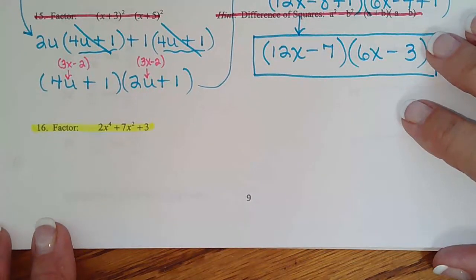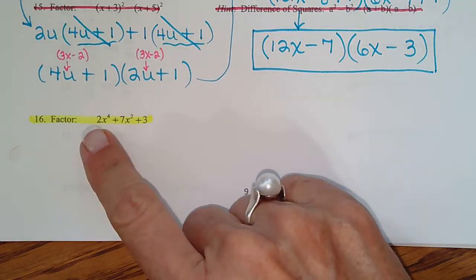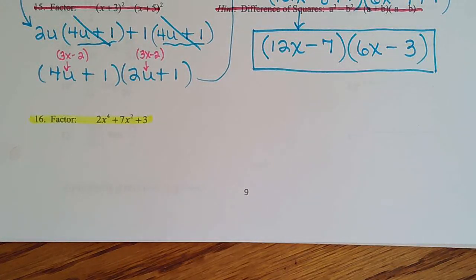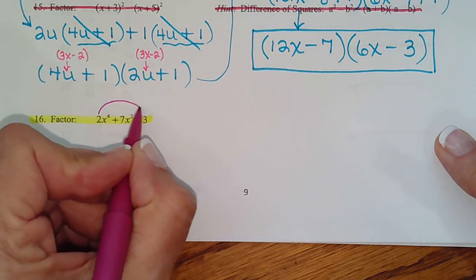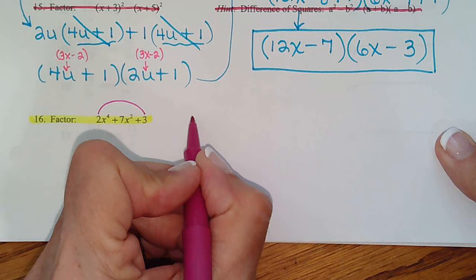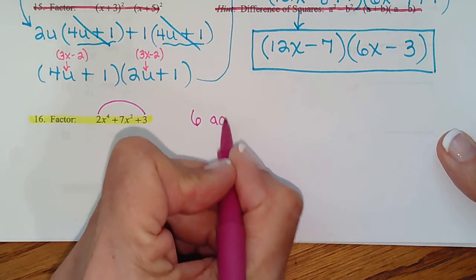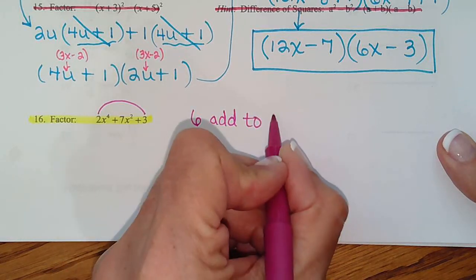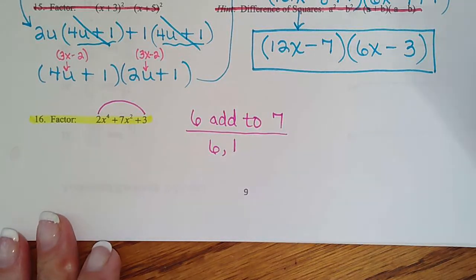Okay, let's look at this last problem. The last problem is x to the 4th. And so students go, oh, I don't know how to do x to the 4th. Well, look for a GCF. There isn't one. But because there's a 2 in the front, we can still use AC method. So we're looking for factors of 6, reading backwards, that add to 7. So that would be 6 and 1, add to 7.